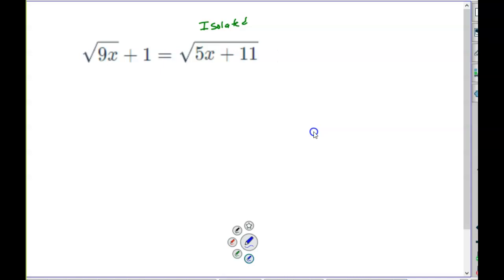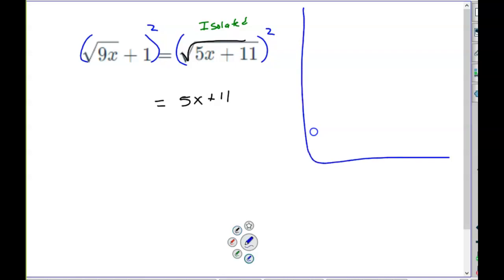So what we're going to do is we're going to just square right away. And what that does is it gets rid of this radical and this square. They reduce each other out. So I'm left with 5x plus 11 on the right side. The left side is where the work comes in.